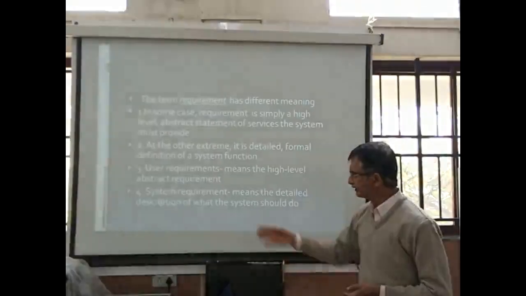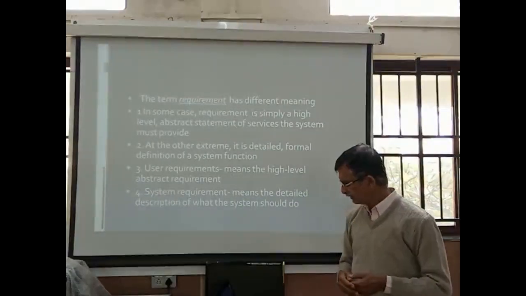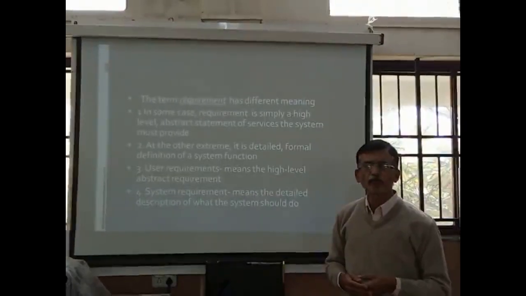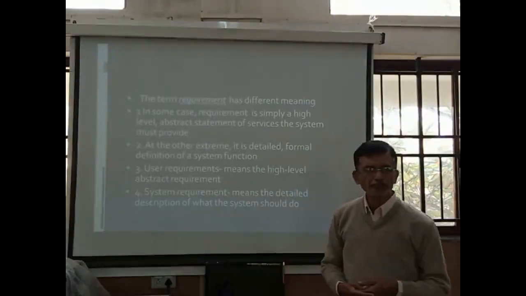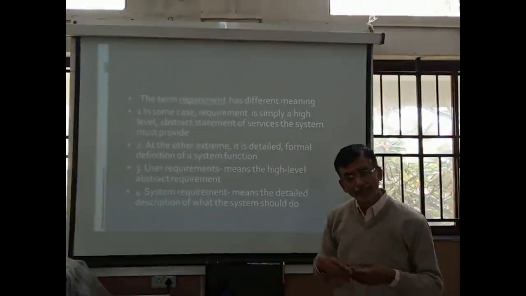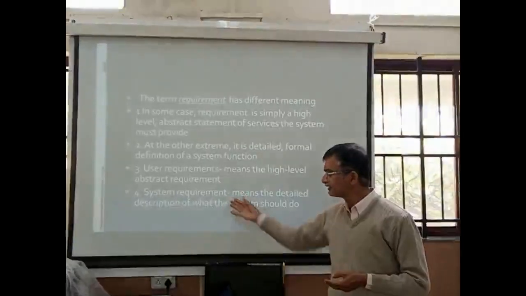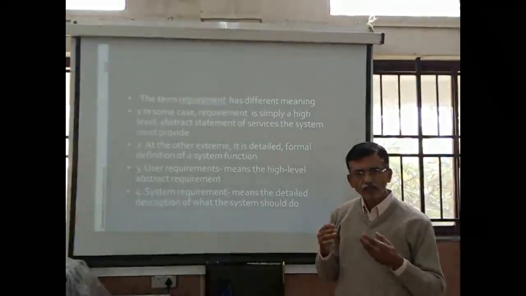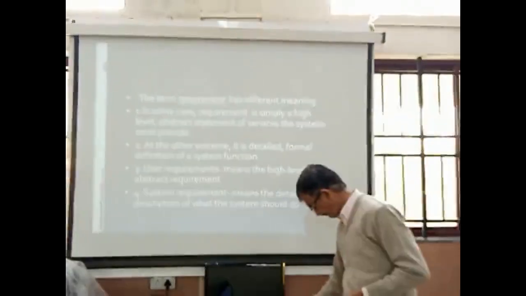Next, system requirement means the detailed description of what the system should do. So here the role of the developer is very, very important. Whatever the system requirements are is defined by the user requirements. User requirements are specified in an abstract manner by the user: what is the service you want from the software? Whereas system requirements are the detailed, specific requirements found out by the developer in consultation with the user.